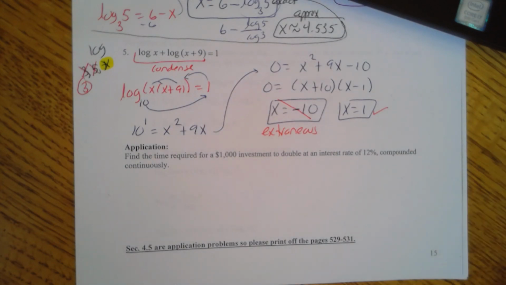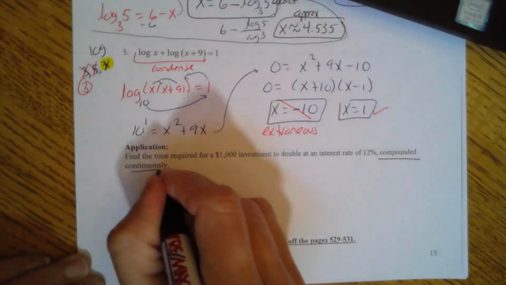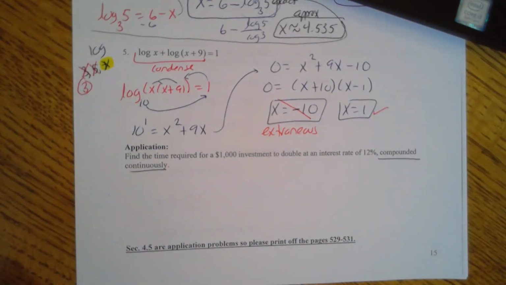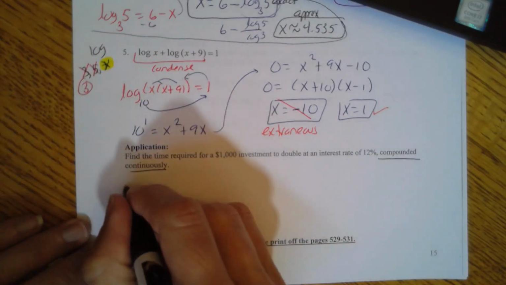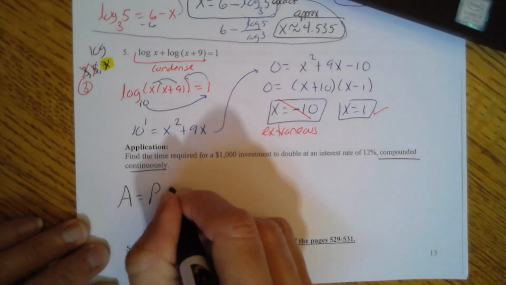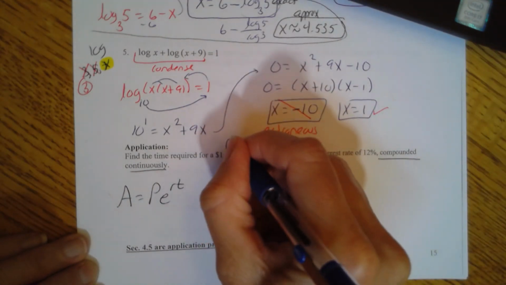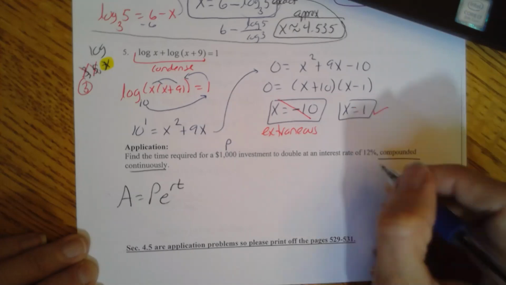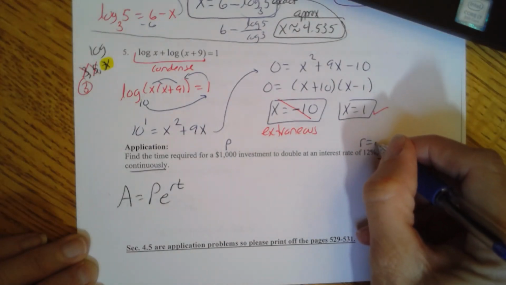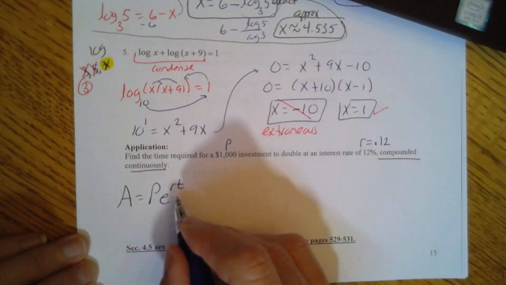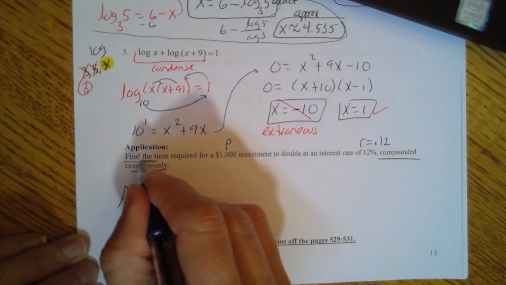For a $1,000 investment to double at an interest rate of 12% compounded continuously. All right, so back in 4.1, we know the formula to use for compounded continuously. It was A equaling P e raised to the rt. And then we labeled our parts. The principal amount was $1,000. The rate is 12%, so 0.12. You're compounded continuously, and you want to find the time.